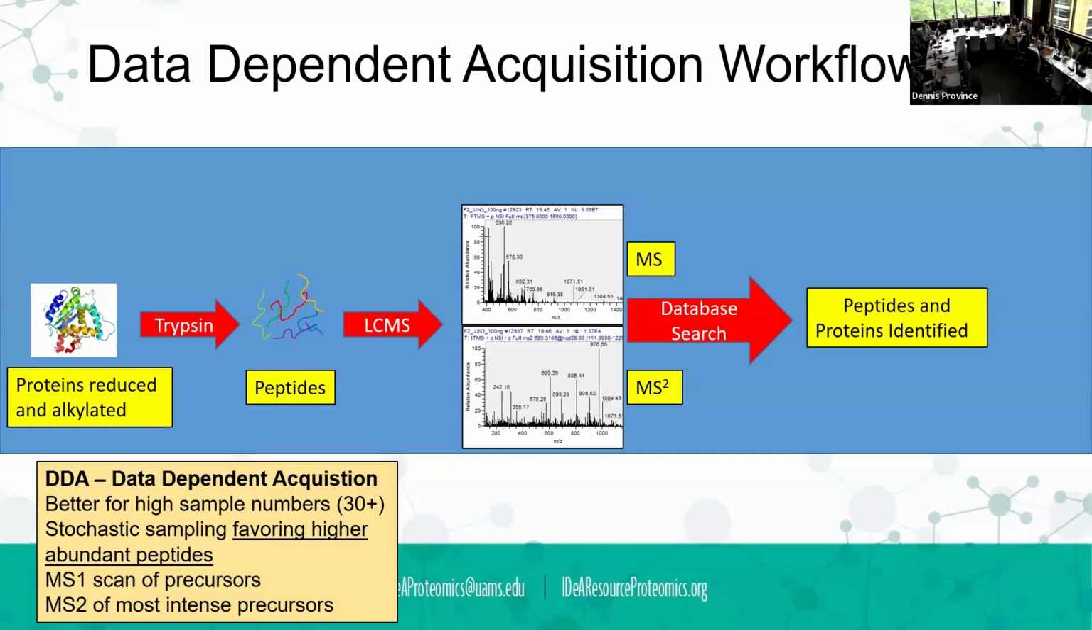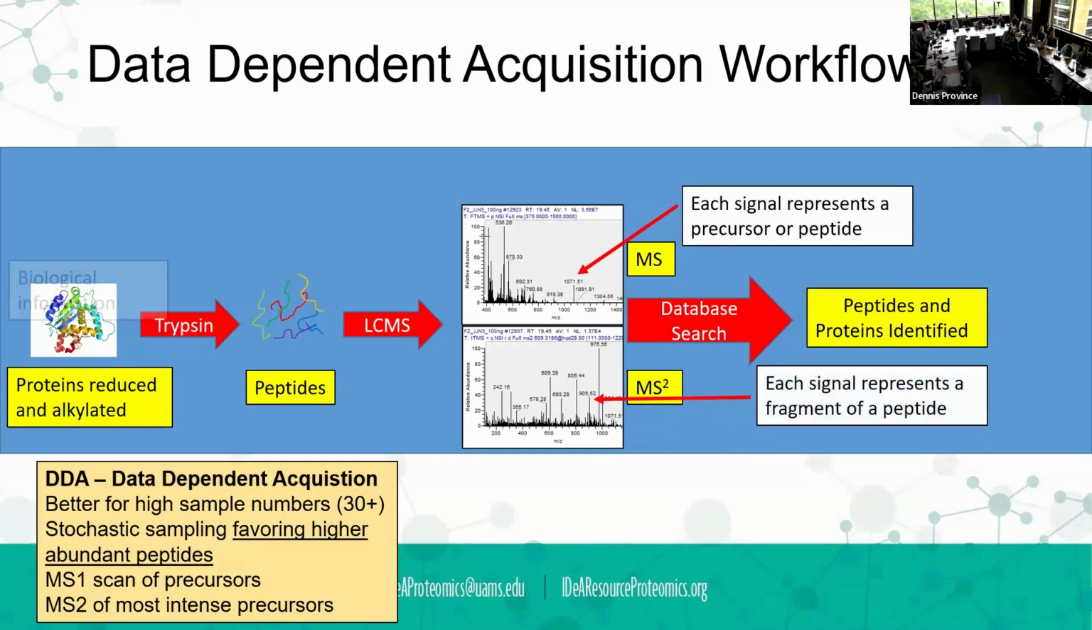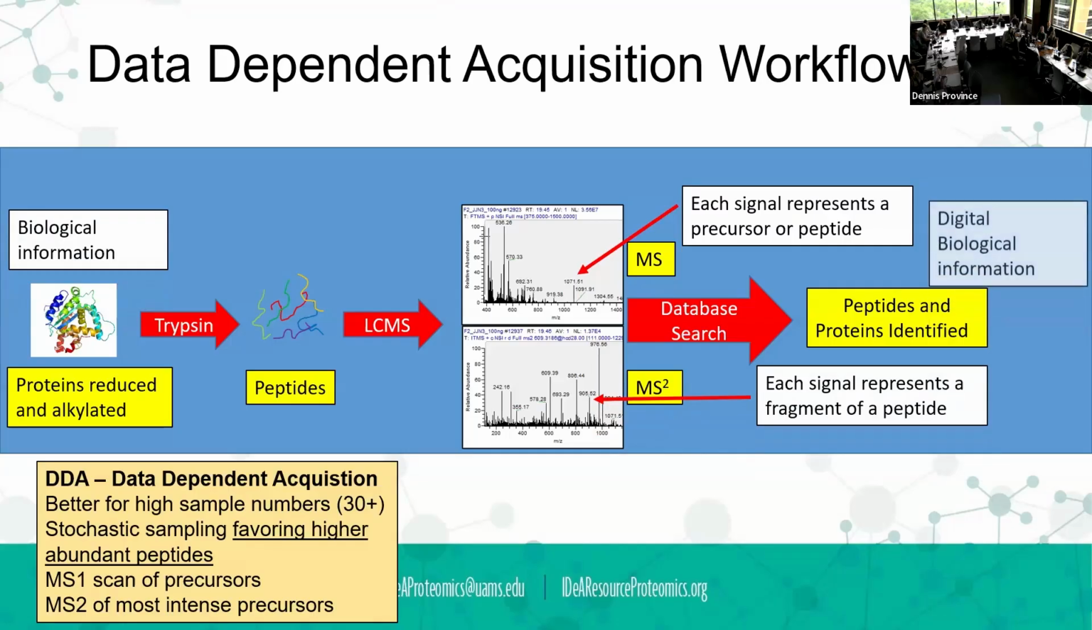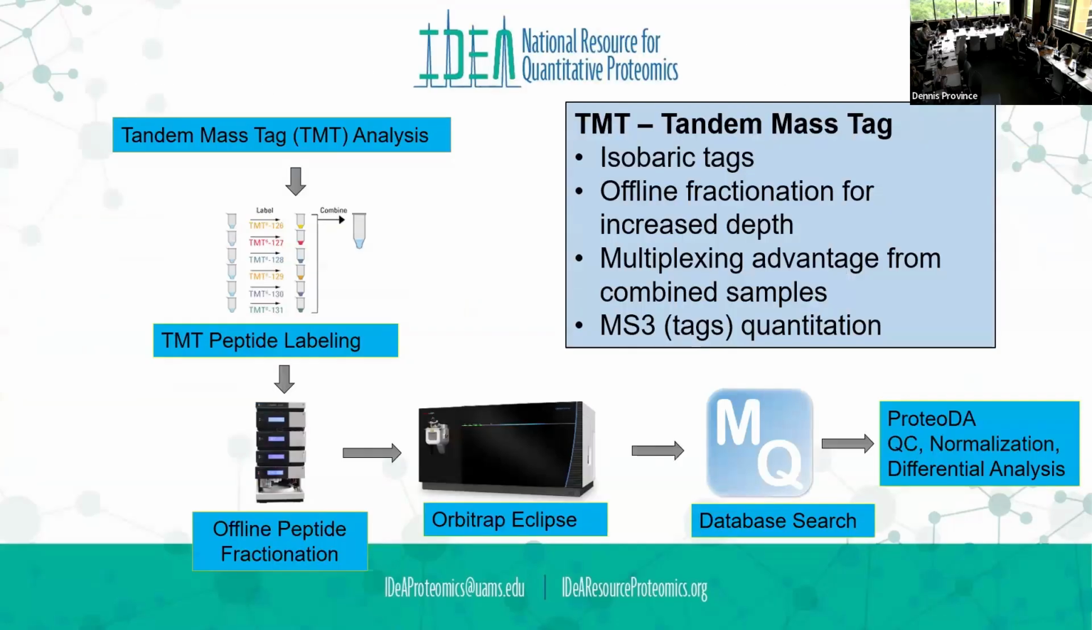The dirty word here for DDA is stochastic. The stochastic sampling means there's some randomness to the DDA. You might have, in some of your samples, your low-level guy, you might see it in some samples, but in other samples, it just didn't catch it because there's some other things that distracted it, okay? And this thing tends to favor the higher, most abundant peptides. And again, going from biological information to digital information.